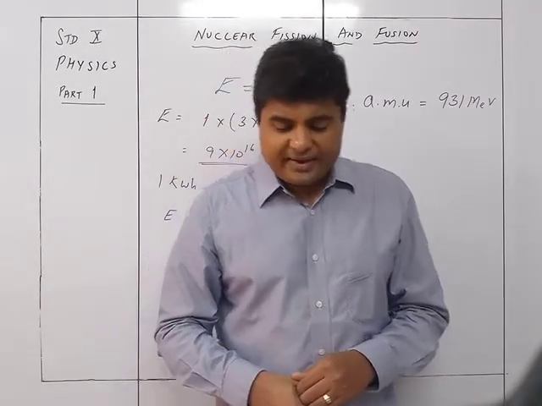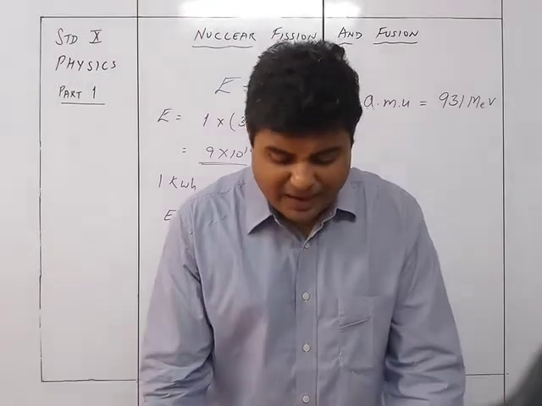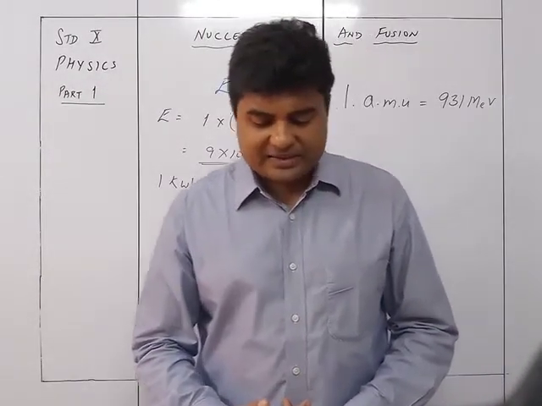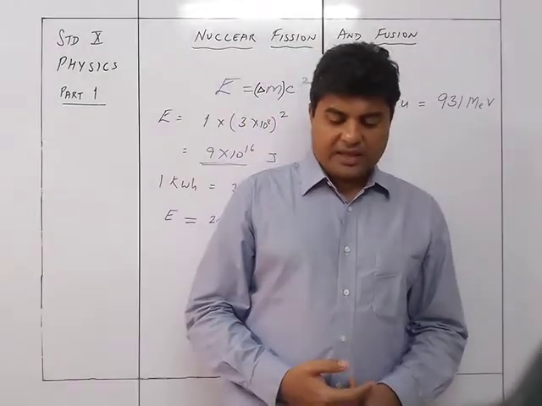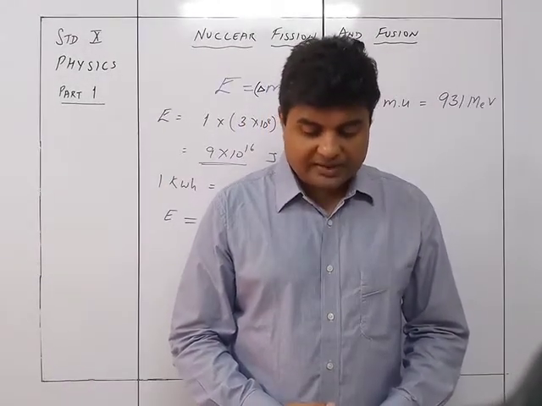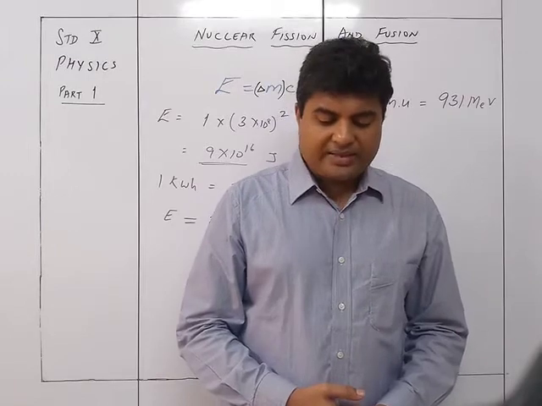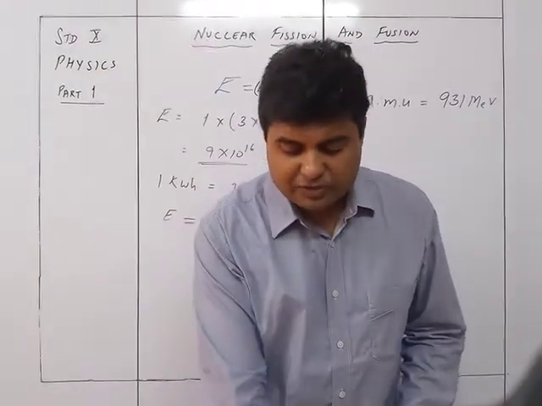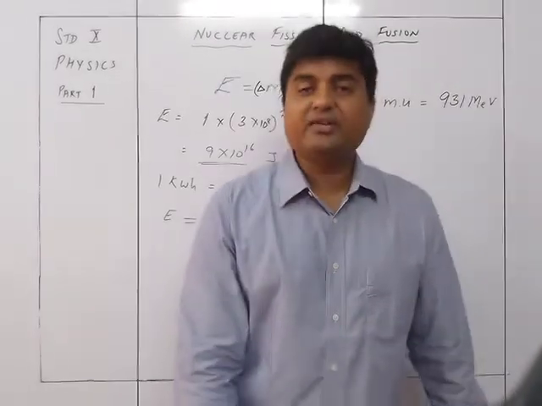The reason for the release of energy is that the sum of the masses of the product nuclei is less than the sum of the masses of the parent nucleus and the neutron. That is a loss of mass in the reaction. This loss in mass is converted into energy by Einstein's mass energy relationship, E is equal to delta m c square.